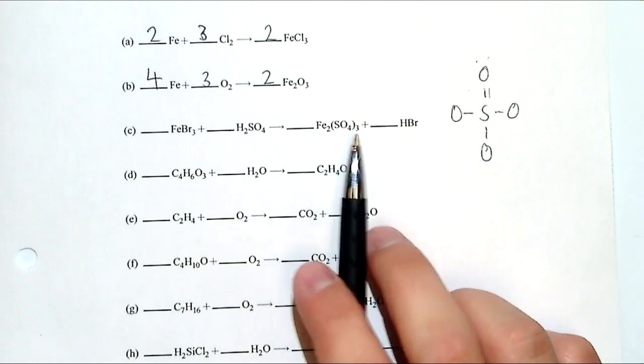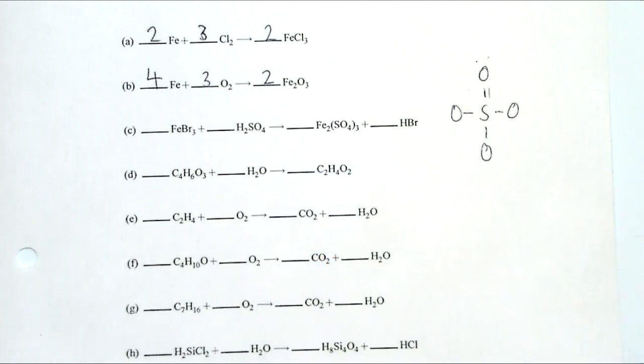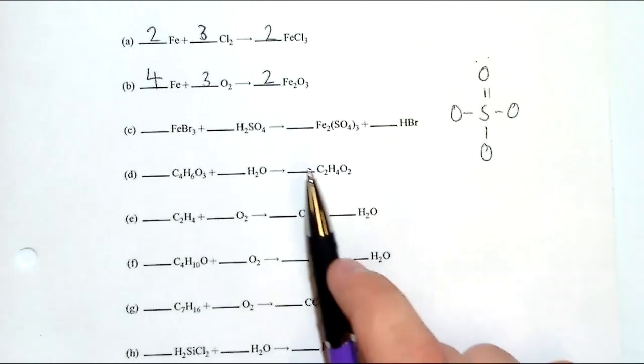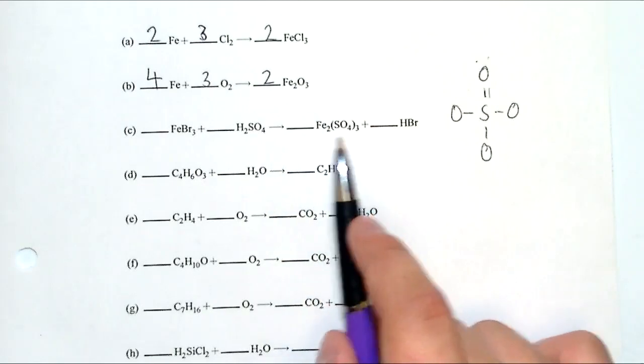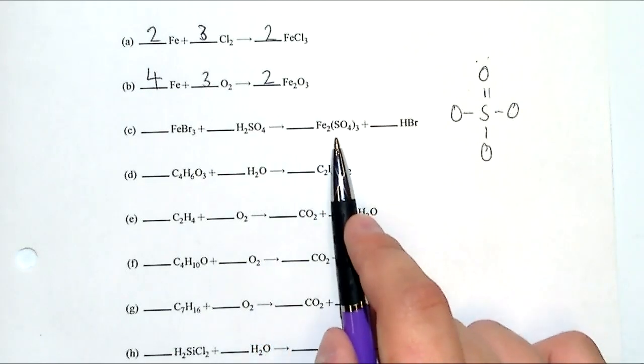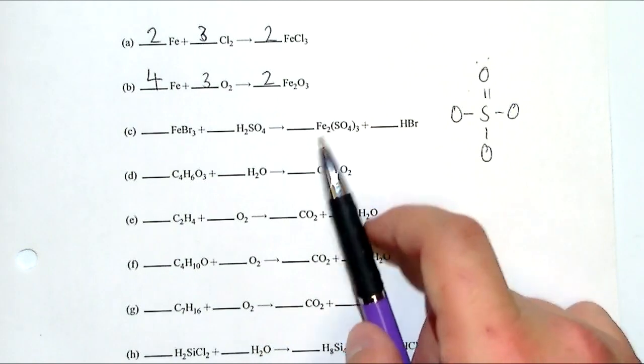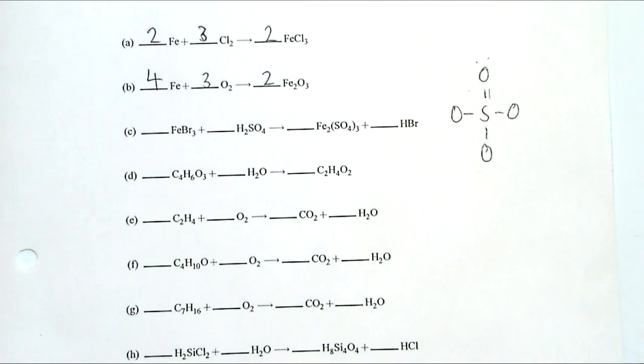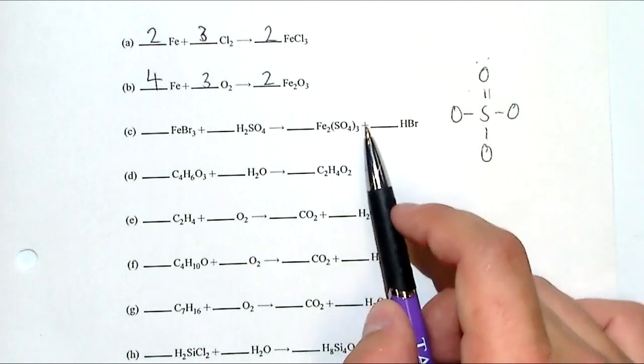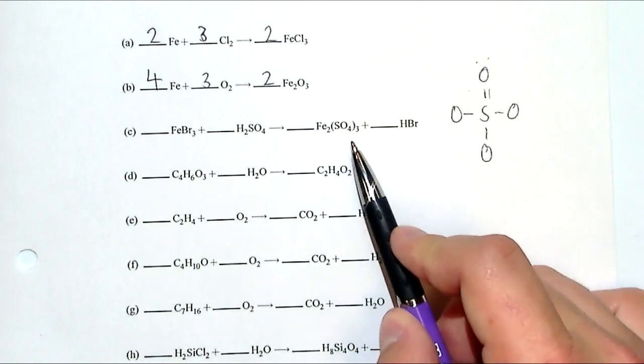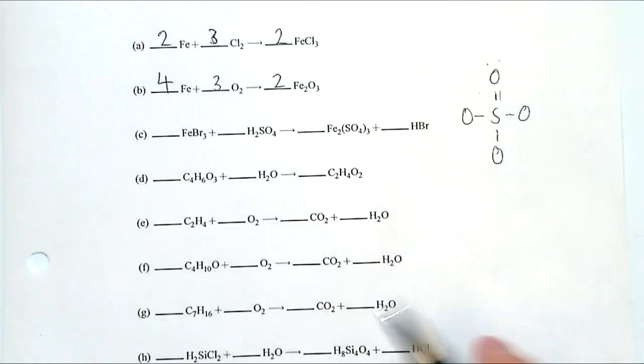But yeah, we have 3 of those. So that means we have 3 sulfurs, and we have 4 times 3, so we have 12 oxygens on that side. This is what that means, because there's the parentheses around that molecule, and so that subscript is basically saying there's 3 of these right here.